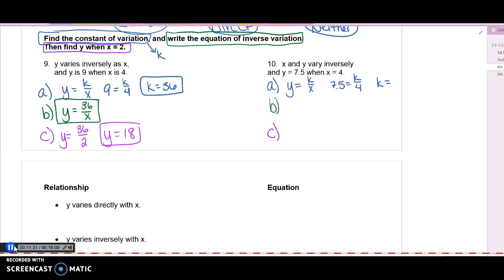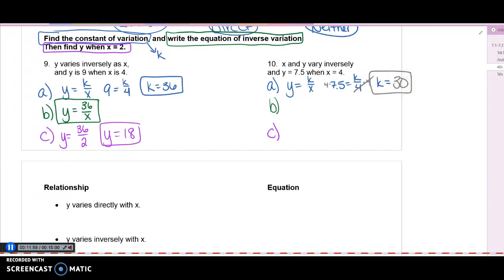Go. It says x and y vary inversely. If you see inversely, that means you're using the inverse variation equation, y equals k over x. Plug 7.5 in place of your y, plug 4 in place of your x, and then solve the equation for k. To figure out what k is, you would multiply both sides by 4 to get k by itself. K is 30.